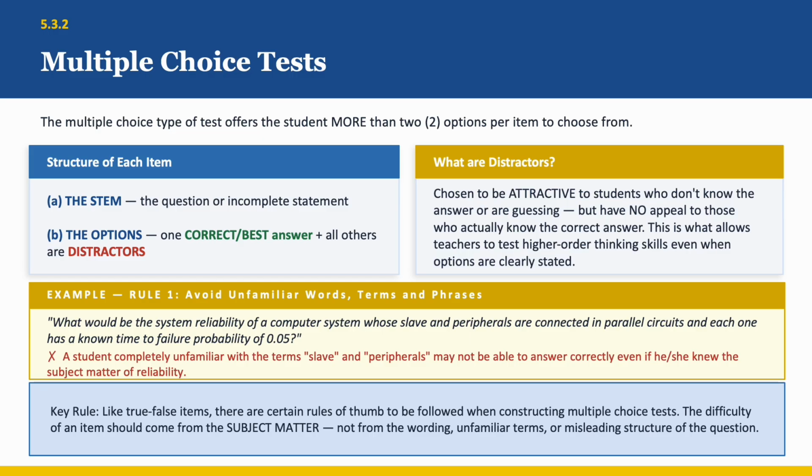And here's the key principle that applies to all types of tests, but especially for multiple choice. The difficulty of an item should come from the subject matter, not from confusing wording, unfamiliar terms, or misleading structure. So if a student gets it wrong, it should be because they didn't know the content, not because the question was written poorly. So, look at the rules.